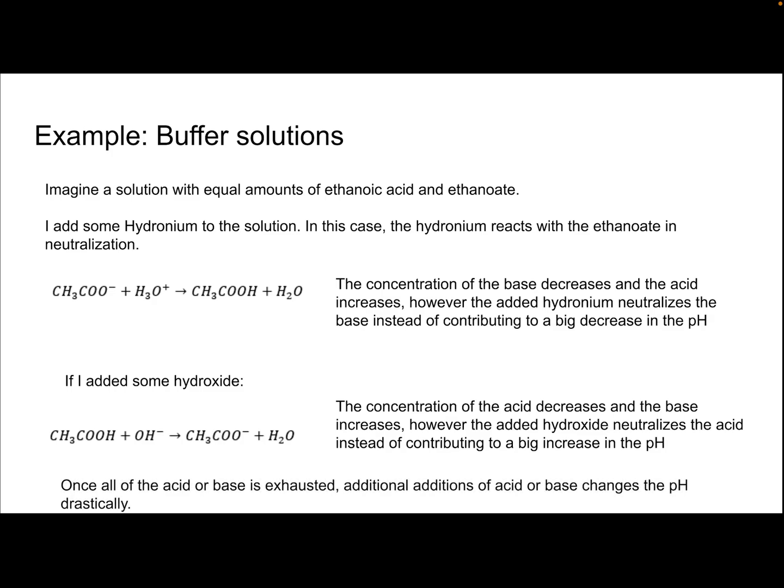Once all of the acid or base is exhausted, for example, if I run out of ethanoic acid and then I add more hydroxide, then that hydroxide is going to contribute to the increase in pH because there's no more ethanoic acid remaining in order to react with my OH- ions. And that's similar logic for hydronium and the conjugate base.